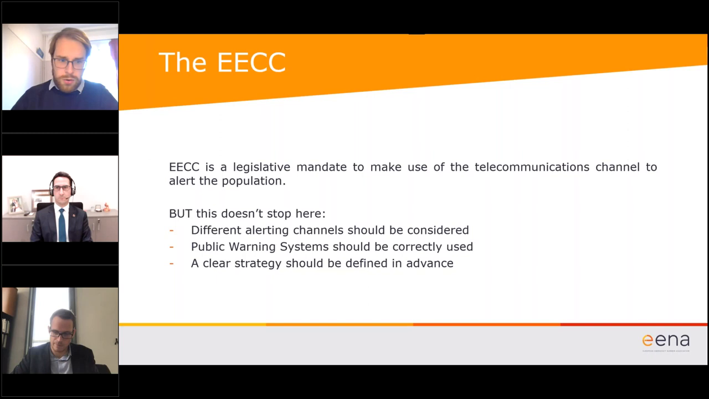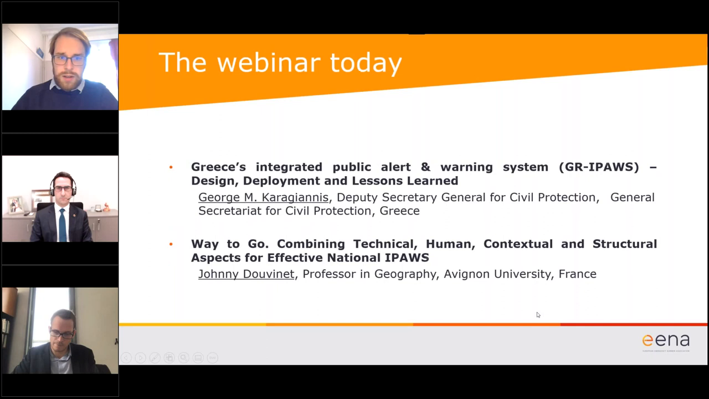To answer all these points, we are joined by two speakers. We have with us Mr. George Karagiannis, Deputy Secretary General for Civil Protection of Greece. George, you're going to tell us about the experience of implementing public warning systems in Greece, the challenges that you had to face, and the lessons learned, so that it can also benefit public authorities in other countries. This presentation will be followed by a presentation from Johnny Douvinet, professor in geography at the University of Avignon, in the south of France. Johnny is going to tell us about several different aspects for public authorities to take into account when implementing and also using public warning systems.